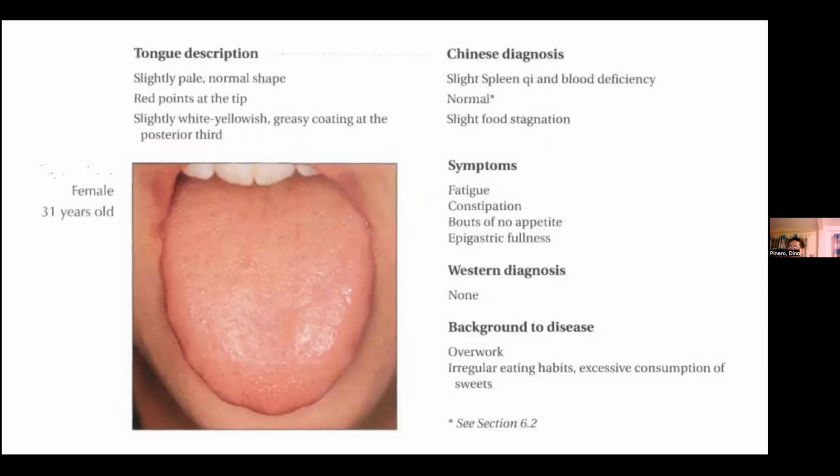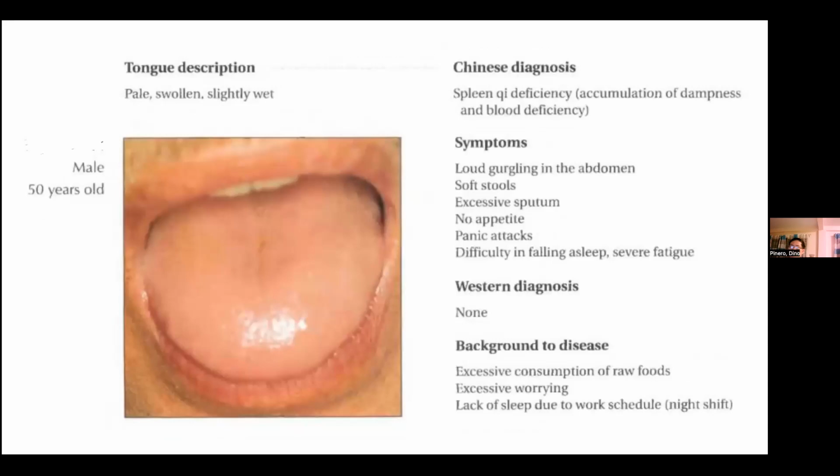Ang symptoms is fatigue, there is constipation, bouts of no appetite, epigastric fullness. Sa Western diagnosis, there is none. And yung background to disease, this patient is overworked, irregular eating habits, excessive consumption of sweets. Okay po.